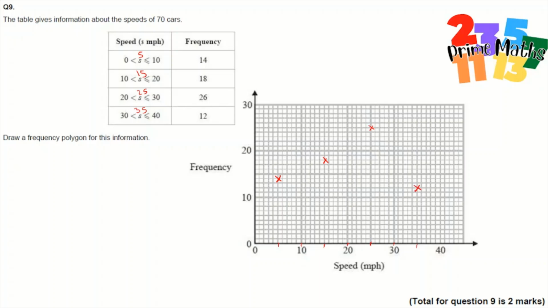We then join these up with a straight line. Make sure you use a ruler, unlike me. Join these up with a straight line, and there is our frequency polygon.